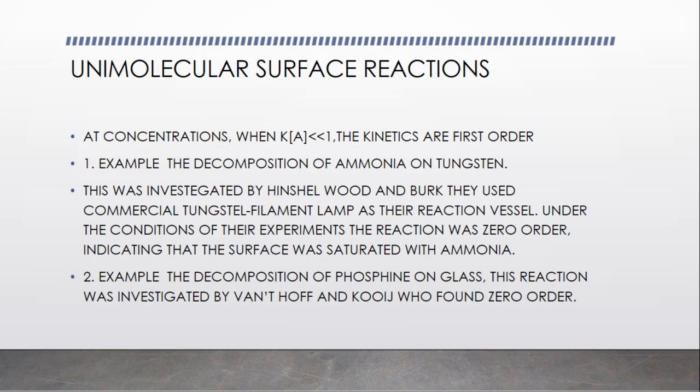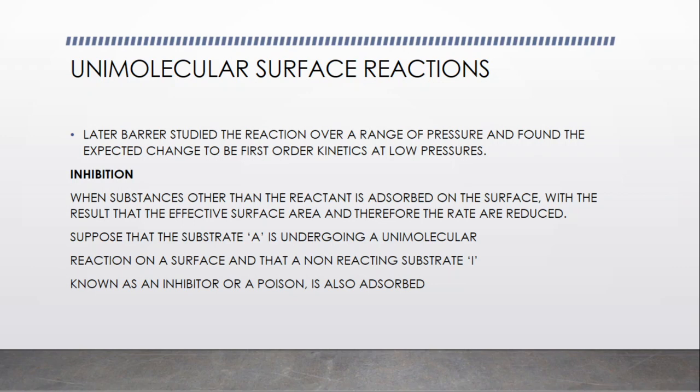So in case of a unimolecular reaction, when Ka times the concentration of A is much less than 1, the kinetics is going to be of first order. Some examples of this are the decomposition of ammonia on tungsten and the decomposition of phosphine on glass. In case of unimolecular reactions, we also consider inhibition, that is when substances other than the reactant are adsorbed on the surface, with the result that the effective surface area, and therefore the rate of adsorption, is reduced.